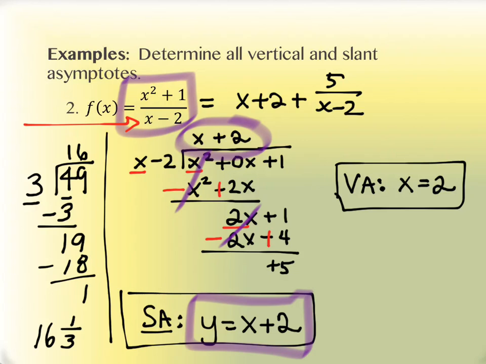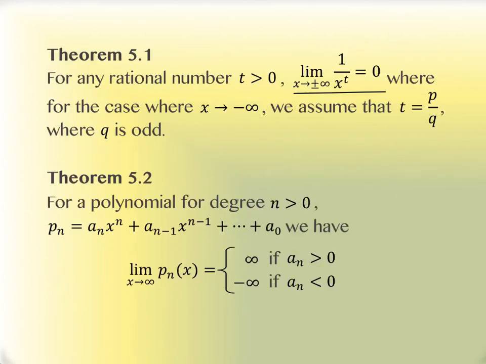Excellent. All right, theorem 5.1 kind of goes a little bit further out from here. It says for any rational number t greater than 0, if we have the limit as x approaches plus or minus infinity of 1 over x to the t, it equals 0. For the case where x is approaching negative infinity, we have to assume that t equals p over q, where q is odd.